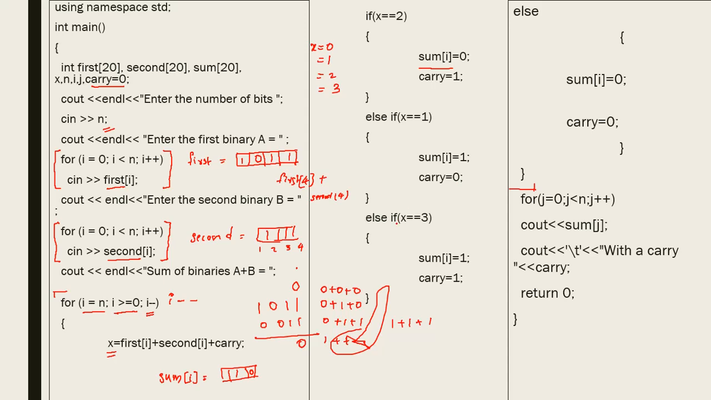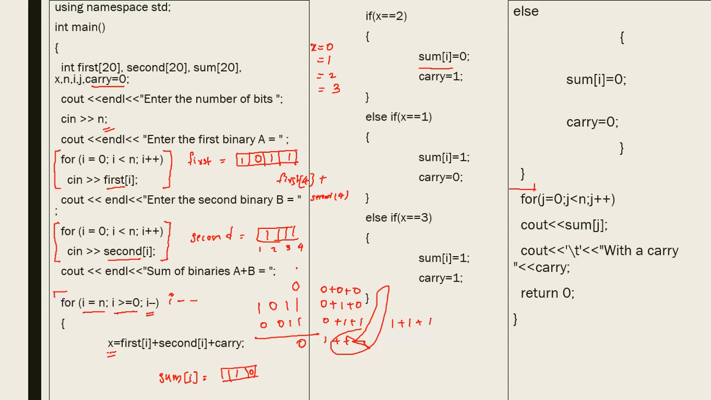And the next case, x is equal to 3. That is the case when we have 1 plus 1 plus 1. In that case, the sum is 1 and also carry is 1. Now the last case is x is equal to 0. If x is equal to 0, then sum is 0 and the carry is 0. So these are the four conditions. Since I have four conditions, I have used a nested if-else.